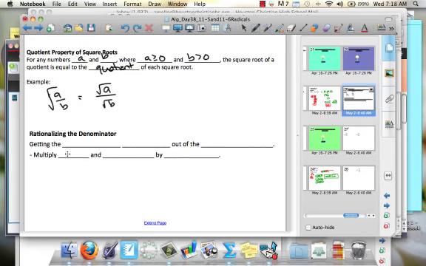So there we go. Rationalizing the denominator, getting the square root out of the denominator, is what rationalizing is called, because you're not allowed to have a square root in the denominator. Well, first, multiply the top and the bottom by the square root that's in the bottom. Okay?